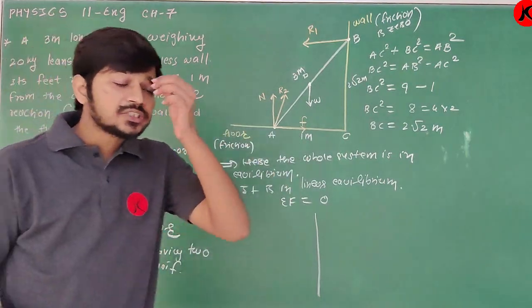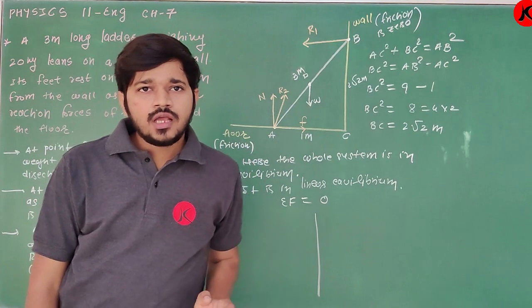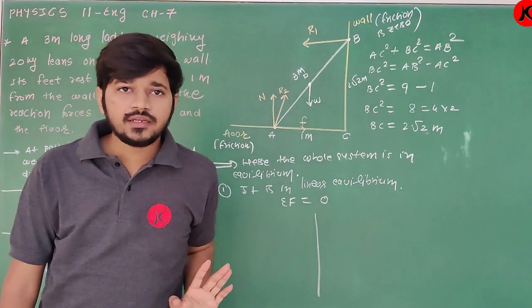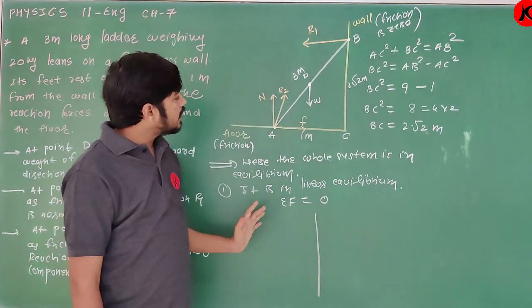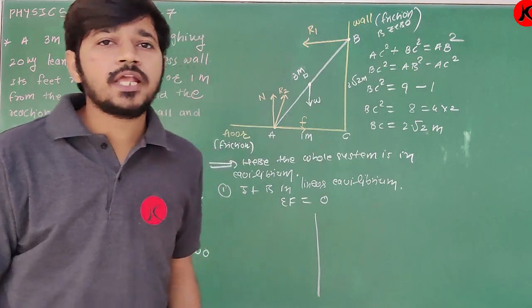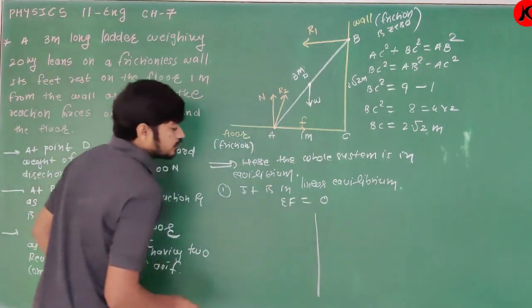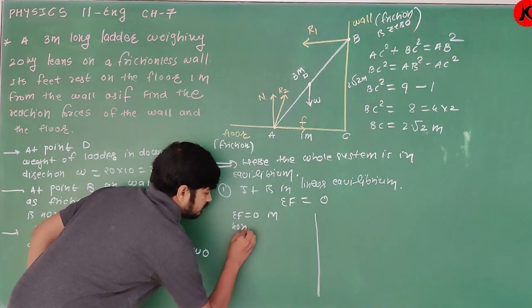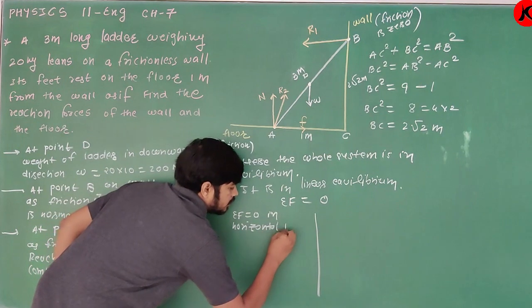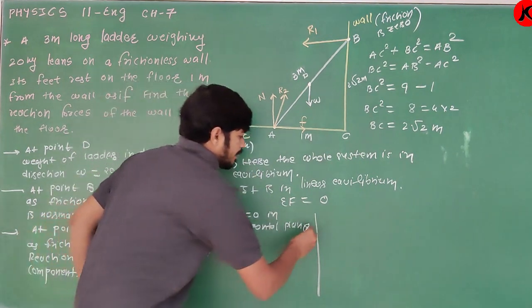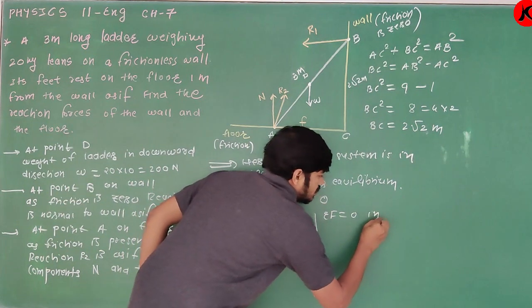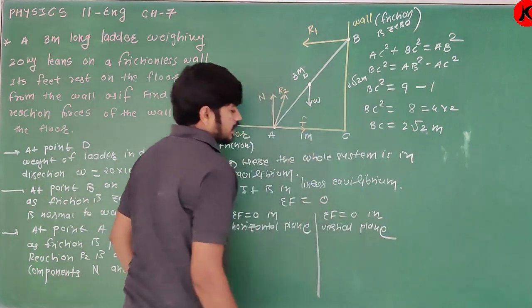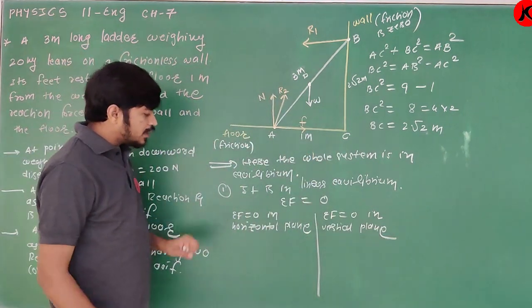Okay, see, in the last question, in the previous lecture, 4 forces were there: R1, R2, W1 and W2, but they were only in the vertical plane. But here forces are in the vertical plane as well as in the horizontal plane. Then I will take two components. First, sigma F is equal to 0 in the horizontal plane, and then sigma F is equal to 0 in the vertical plane. Let's see, first of all, sigma F is equal to 0 in the horizontal plane.